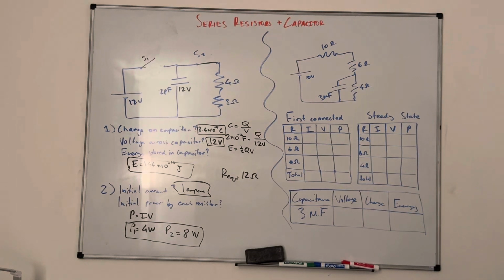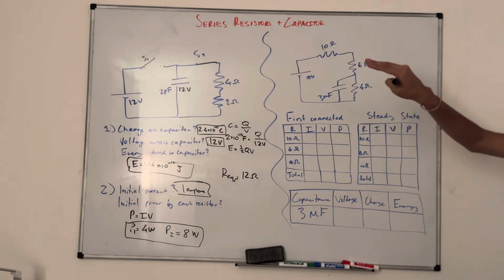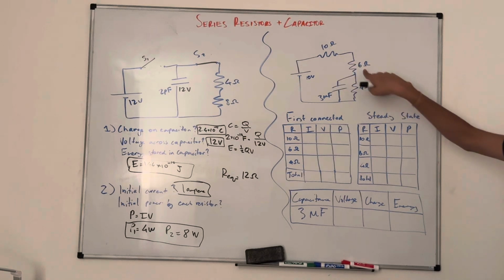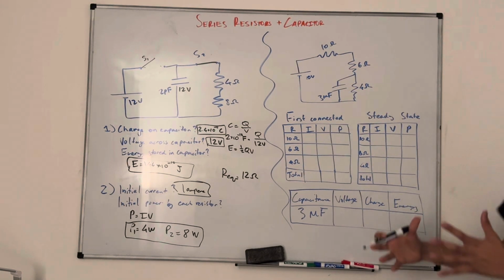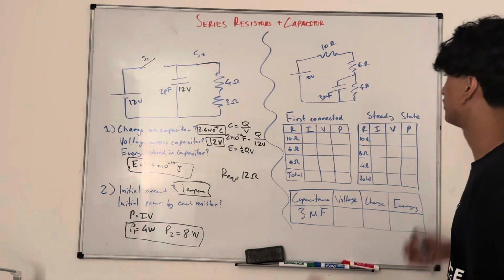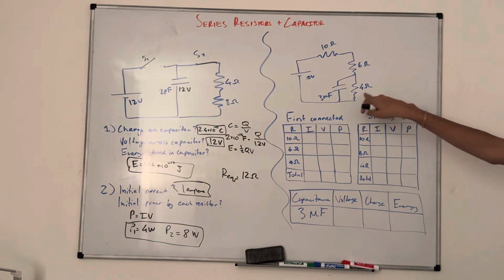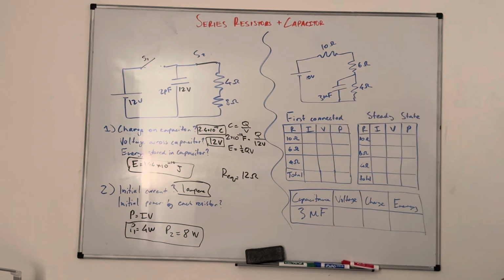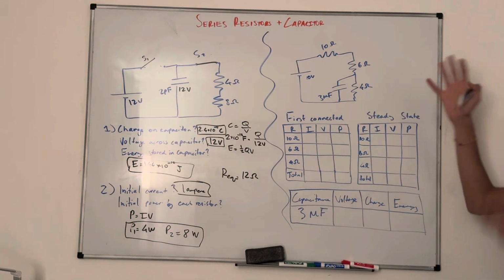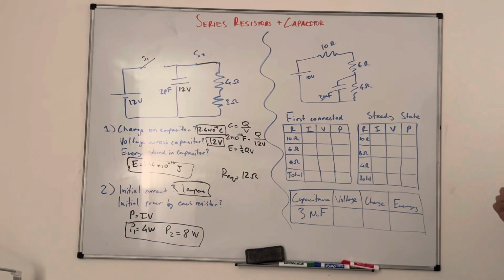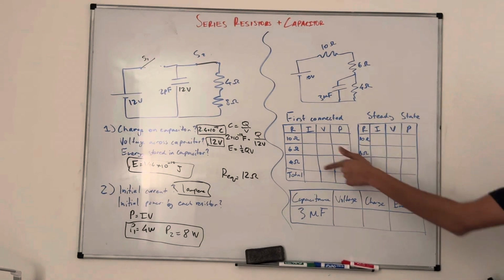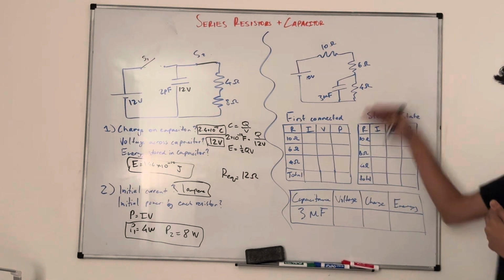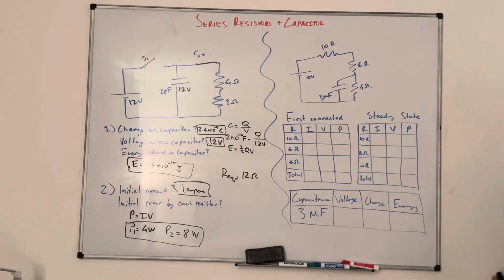So when we have this circuit, it's these 10 ohm, 6 ohm, and 4 ohm resistors, all in series with one another. But this 4 ohm resistor is in parallel with this 3 microfarad capacitor. The battery's 10 volts. So we just have to figure out all these values when the circuit is first connected versus at steady state, and then eventually the capacitance stuff.